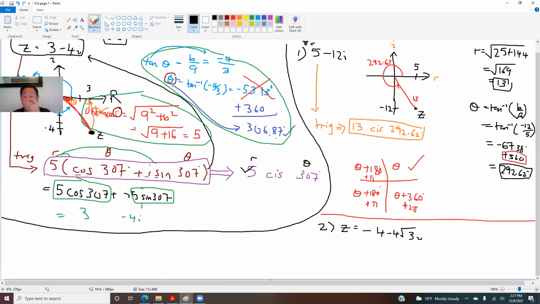Okay, so question 2. I'll put negative 4 minus 4 root 3i. I just changed it a little bit because it's going to be in a different quadrant; I don't want it to be in quadrant 4 every time. I want you guys to draw this picture on the complex plane. This is real, this is imaginary. And then after that, I want you to write this in trig form. This is very basic.